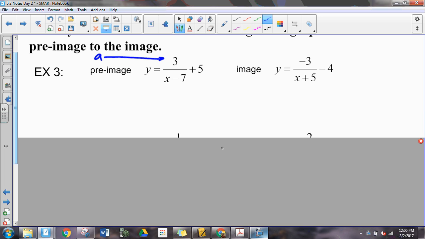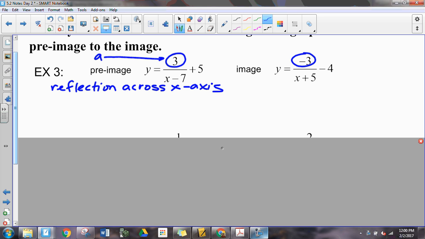And so you can see from the pre-image to the image that number is different and the number is negative. So that means that we would have a reflection across the x-axis. And the number itself is the value, the absolute value of that has not changed. So there is no vertical stretch or shrink.